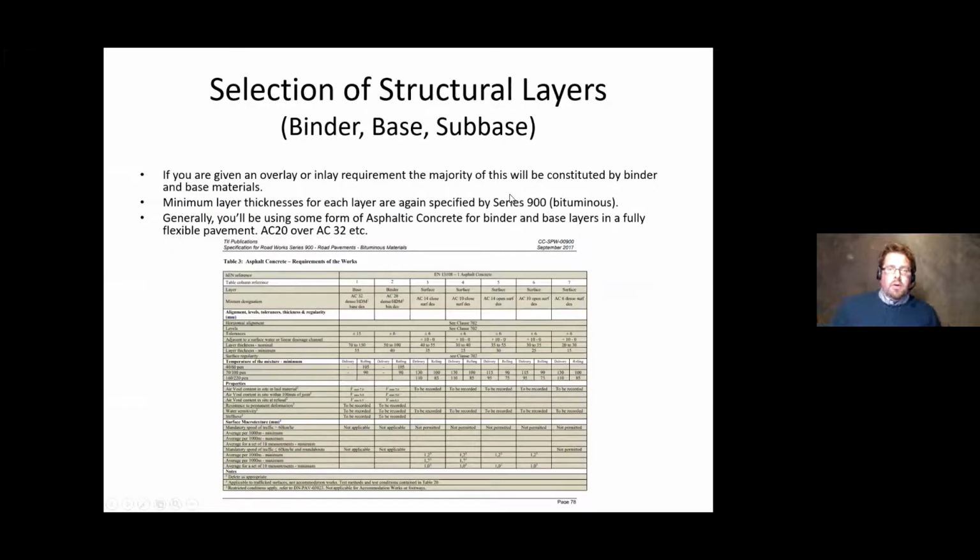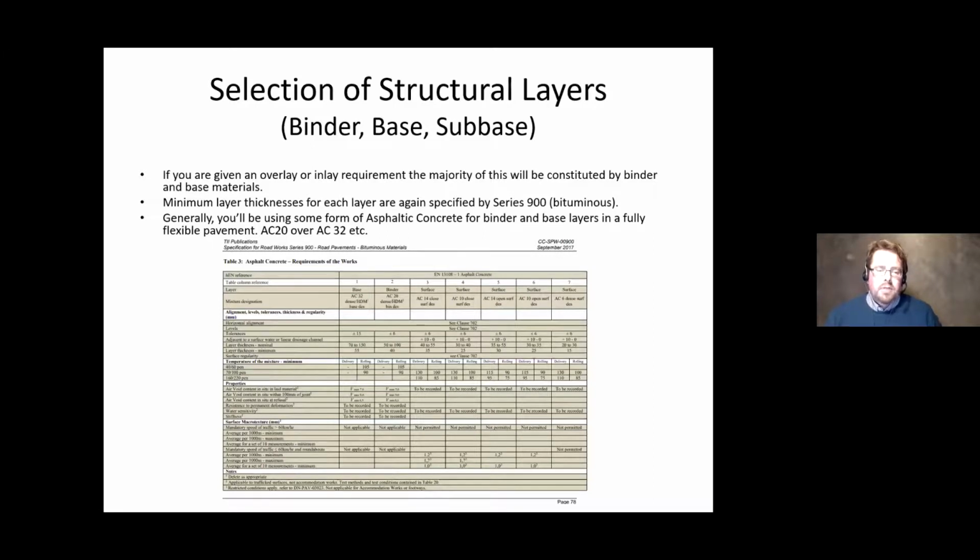So for your selection of your subbase and your structural layers, we say binder, base and subbase. In most cases, these are going to be driven by your overlay requirements. Whereas I said your surfacing has limited structural capacity, you can contribute some of your overlay thickness if you have enough of an overlay requirement. Say if your overlay requirement is 100 mil, you could potentially get away with 40 on 60, as long as you're not reliant entirely on the surfacing. But be conscious as well that if you're replacing an existing surfacing, you may as well remove that existing surfacing, raise your pavement by your 100 mil, and then replace it with a similar thickness of surfacing.